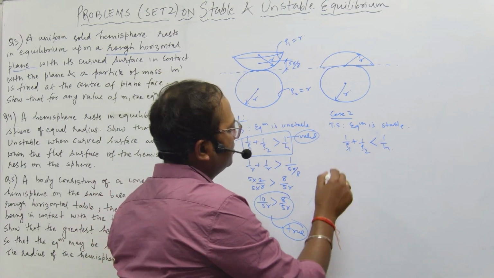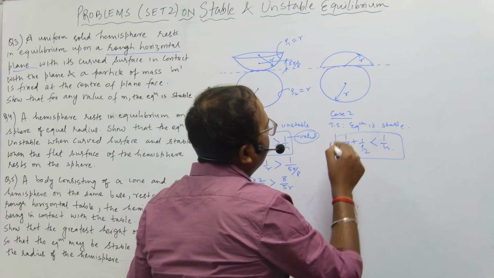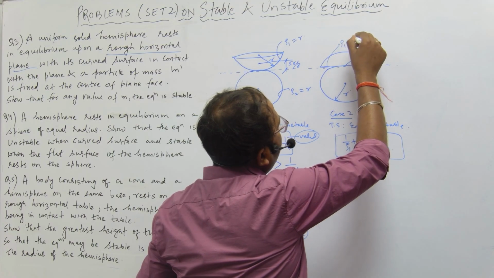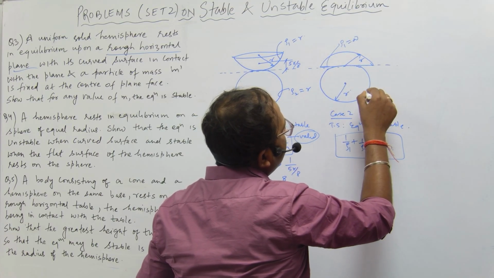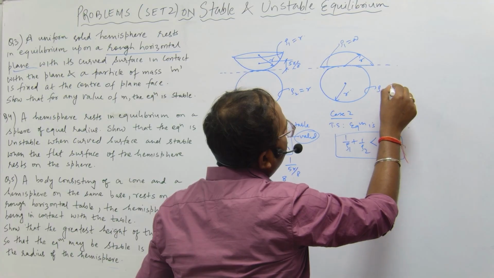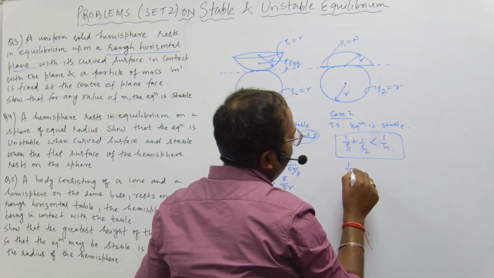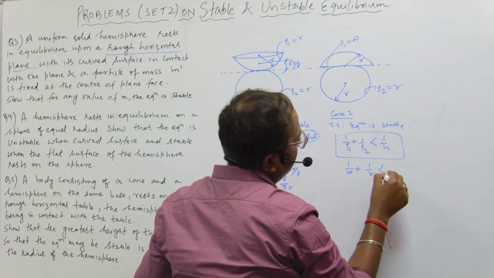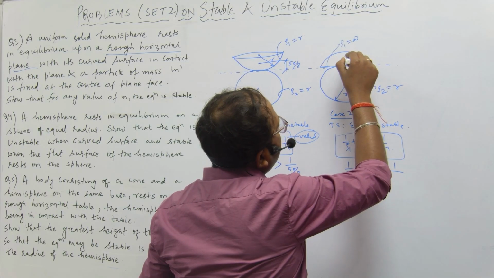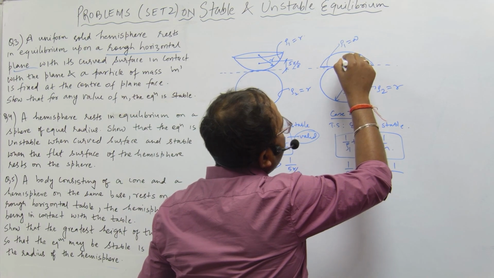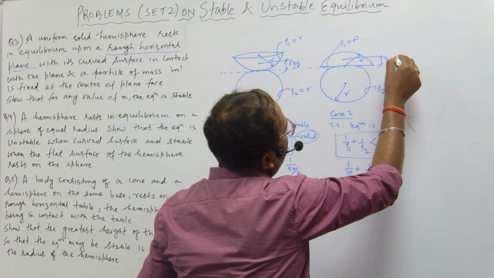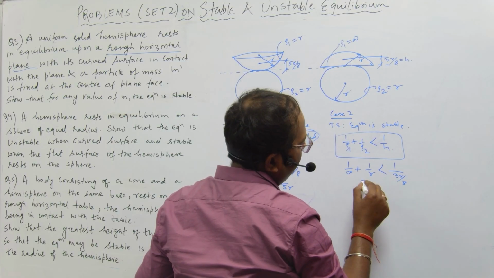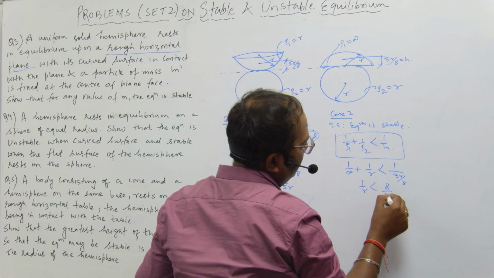Now let us discuss case 2. Okay, so this is the flat surface. So rho 1 will be infinity, and for the bottom surface, rho 2 will be r. So 1 upon infinity plus 1 upon r is less than 1 upon h. The center of gravity from the plane surface is 3r upon 8. This is the value of h. So 1 upon r is less than 8 upon 3r.